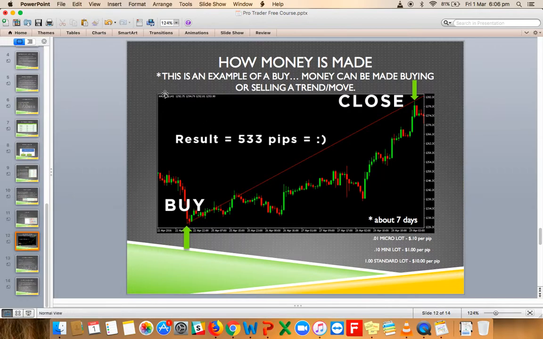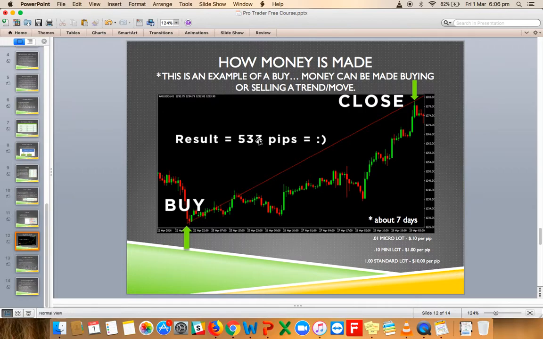Now, for instance, the screenshot you're seeing here is a situation where somebody who analyzed the market felt that, okay, this market should be going up anytime soon. The trader places a buy at the bottom here. Automatically, you are hoping that this market should rise. And when it does rise, you can get pips. You can get 20 pips, 30 pips, 40 pips, 100 pips, 200 pips, depending how far the market moves. For instance, this guy plays this trade, and in about 7 days, he made over 533 pips. It's very possible.